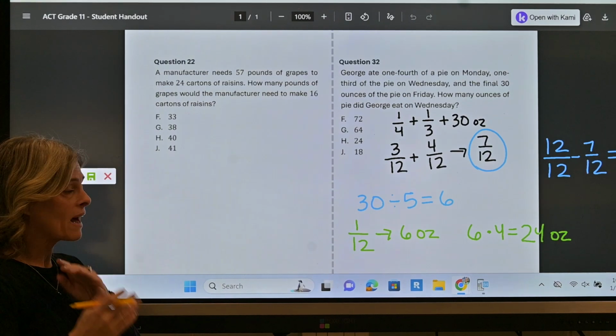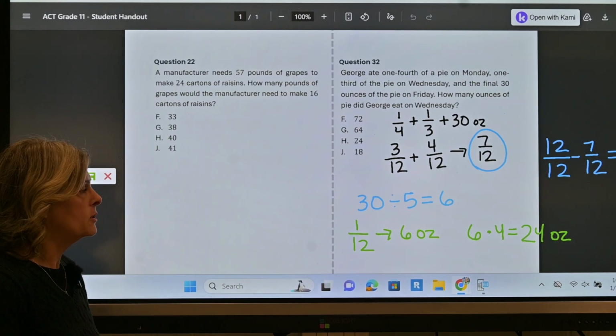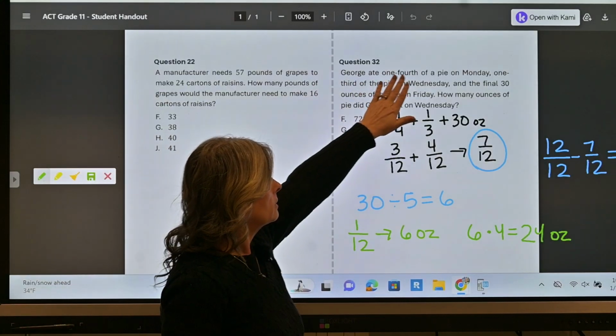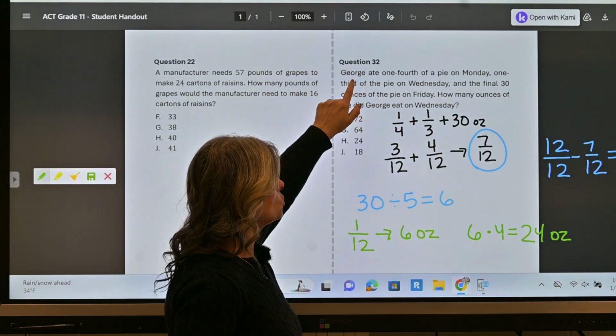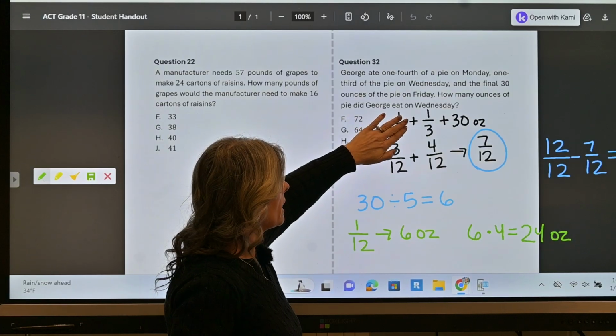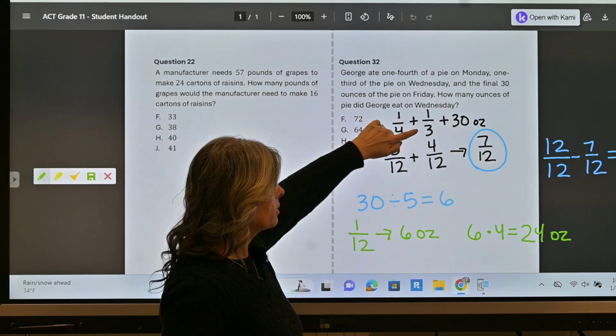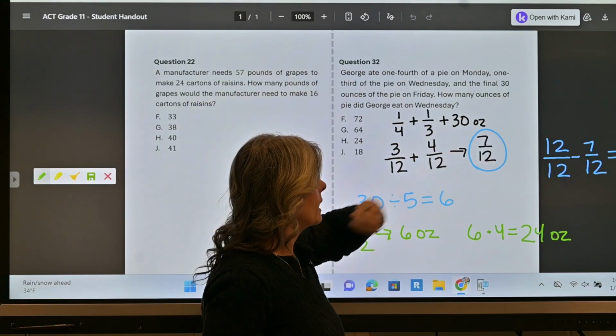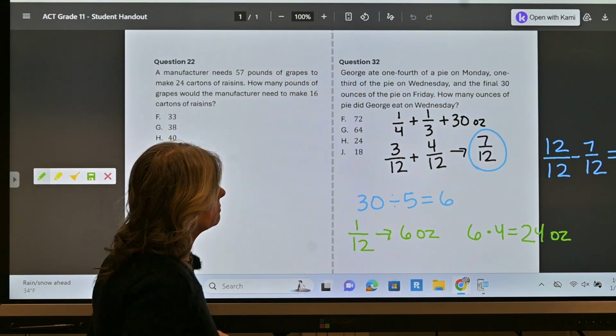Okay, so I'm going to go back through the process one more time and just describe it one more time, okay? So as I'm reading, I'm writing my fractions. So George ate 1/4 on Monday, and I'm going to add that to the 1/3 he ate on Wednesday, and add it to the 30 ounces he ate on Friday, okay?